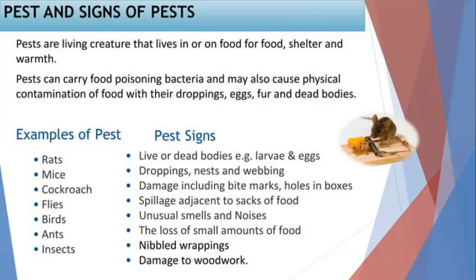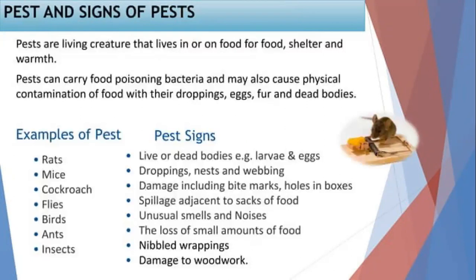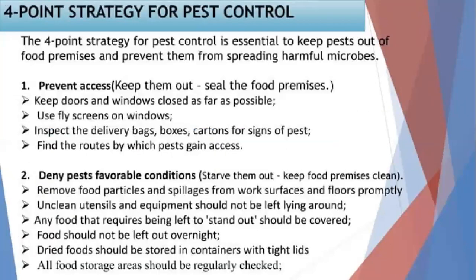Okay, some of the things which I would like to highlight before I move further in the pest and the sign of the pest. Understanding and addressing the pest issue is very crucial because pests, such as we have discussed in the previous slide, like rats, mice, cockroaches, flies, birds, and ants, can contaminate the food, which is leading to a serious health risk for the consumers.